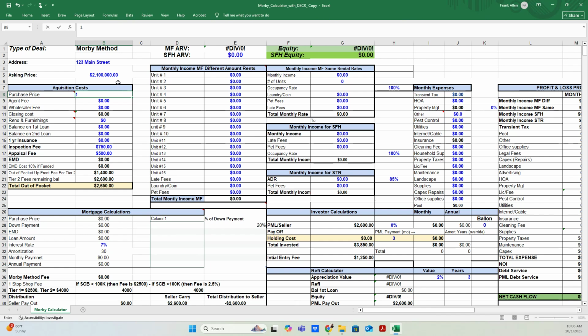We offered 1,815,000, and there is no agent fee and there is no wholesaler fee, which will be right here.